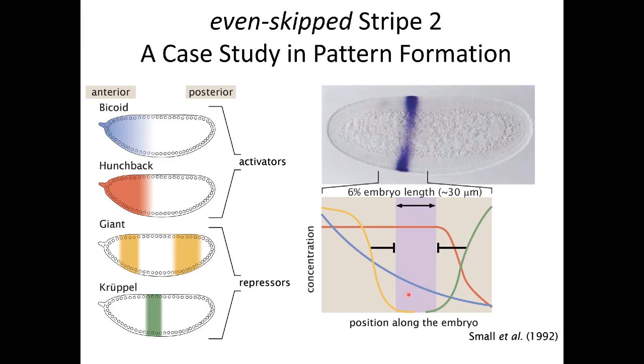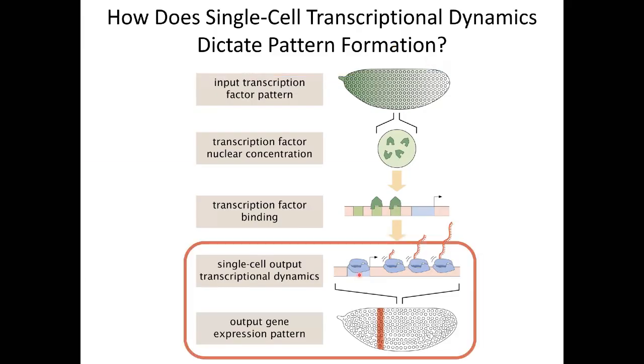Now, the thing to keep in mind here is that all the data we had so far came from pictures like the one I'm showing you here, which are in situ hybridization measurements, which measure the amount of accumulated RNA in the cytoplasm. Okay, so the first question that you might want to ask is, how do single cells regulate their transcriptional dynamics to result in this macroscopic pattern of gene expression?